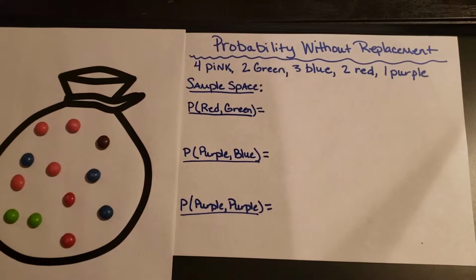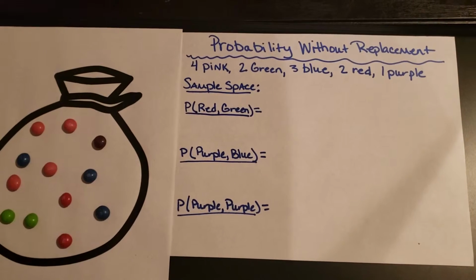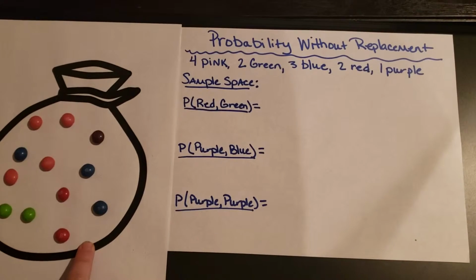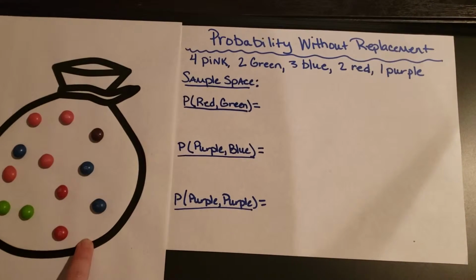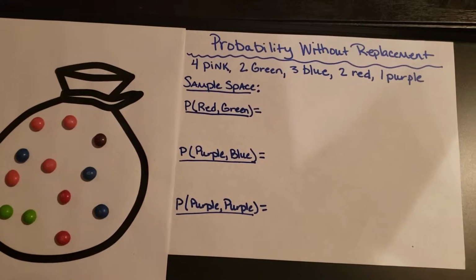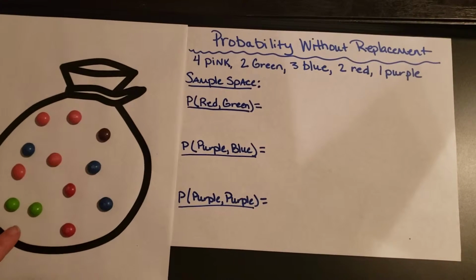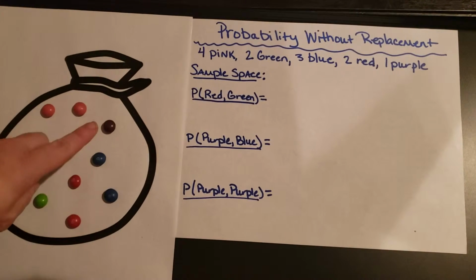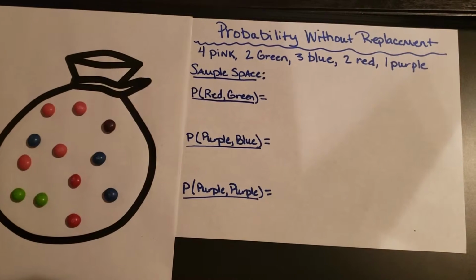So I have chosen Skittles, and we're going to pretend that we have a bag here with the Skittles in it. And of course, we have 12 total Skittles here. We have 4 pink, 2 green, 2 red, 3 blue, and 1 purple.